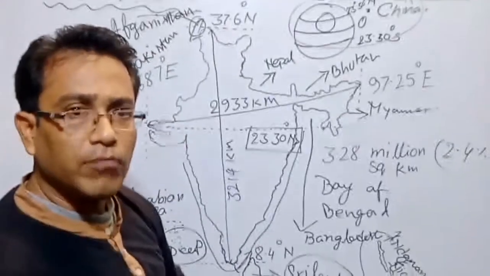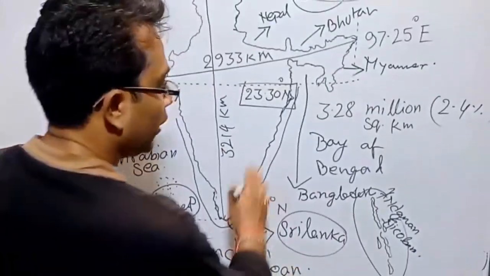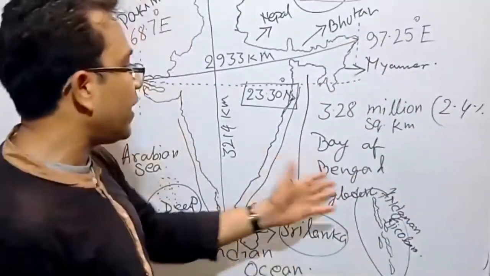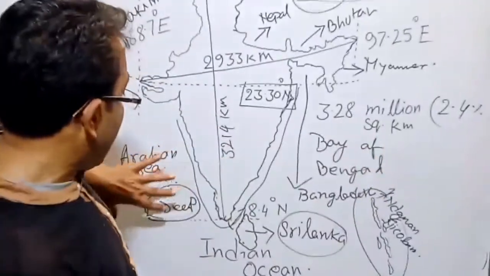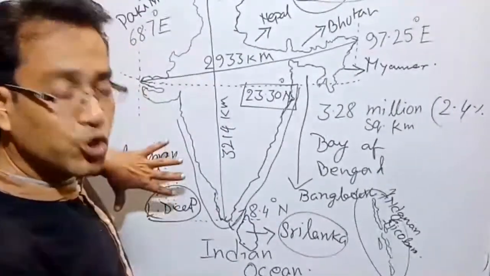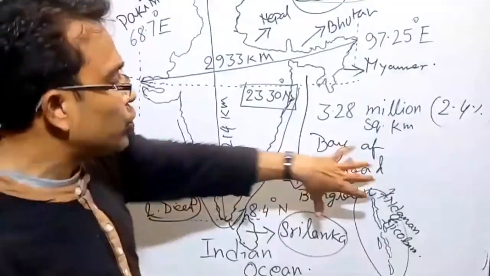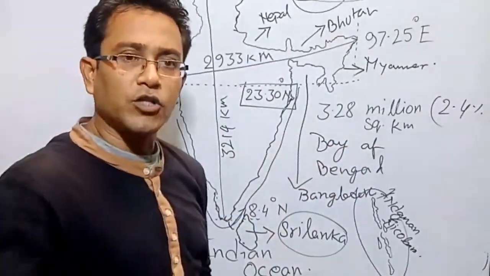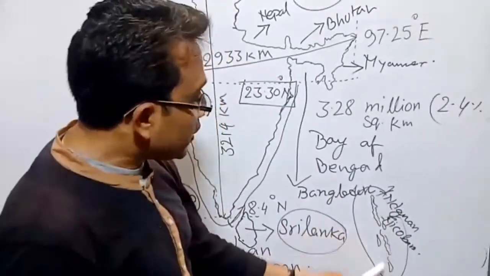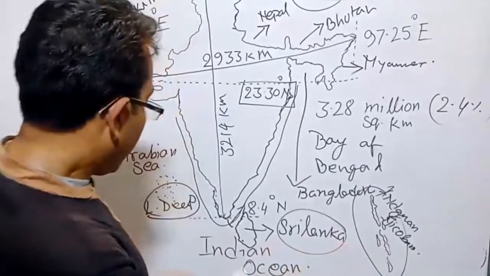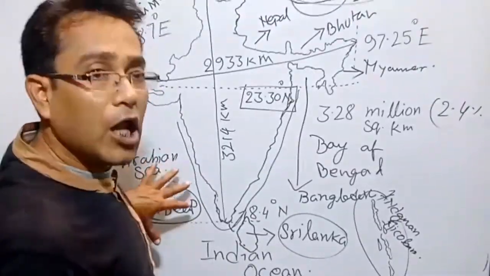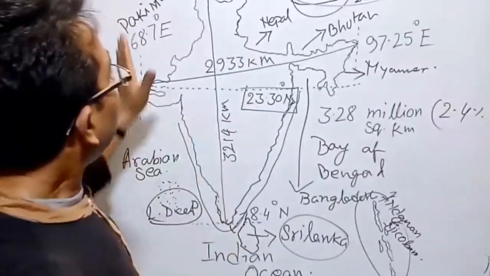On the southernmost side is the Indian Ocean, on the right-hand side, that is the eastern part of our mainland, it is the Bay of Bengal, and on the western part of our country, it is the Arabian Sea. And in these two seas we have two island parts of our country: in the Bay of Bengal it is the Andaman and Nicobar Islands, and in the Arabian Sea it is a group of islands known as Lakshadweep.